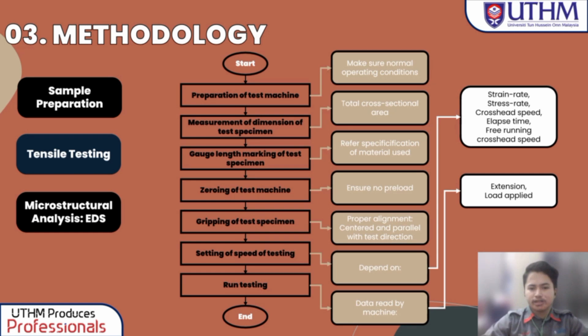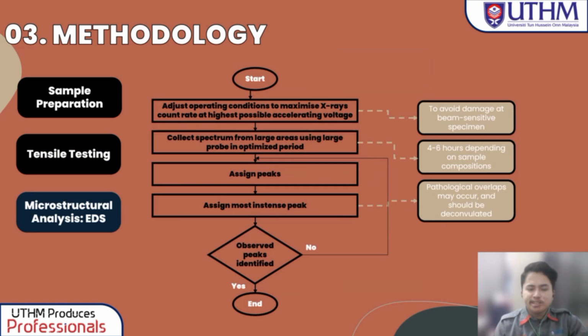The machine will read the extension and load applied by the machine. The last step in the methodology is microstructure analysis by using EDS. The analysis starts with adjusting operating conditions to maximize X-ray count rate at the highest possible accelerating voltage. This is to avoid damage to beam sensitive specimens.